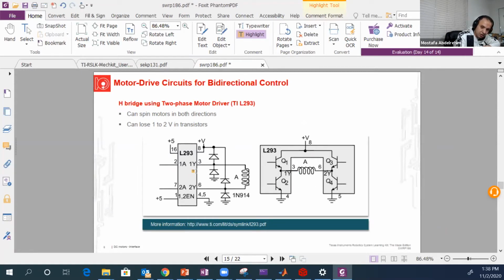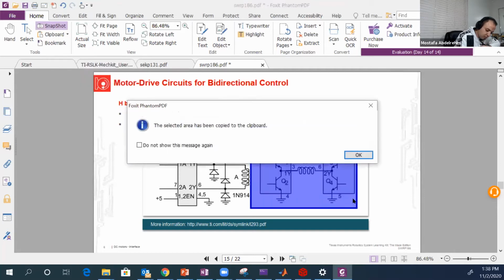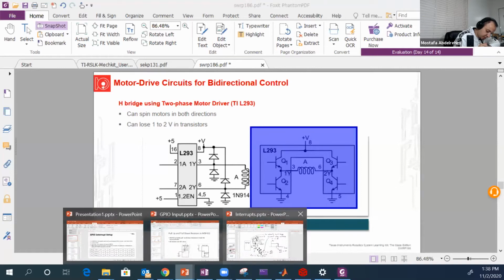Just forget about this one. Just look at the one on the right. Okay, so let's see how it works. So let's take this first. This is a snapshot. Okay, and let's go here.